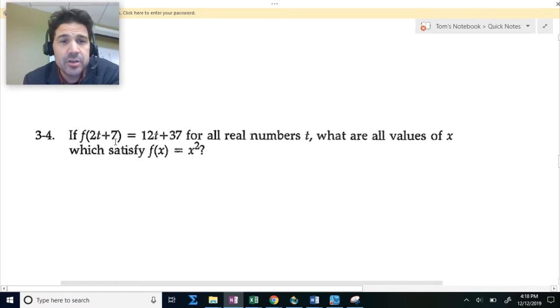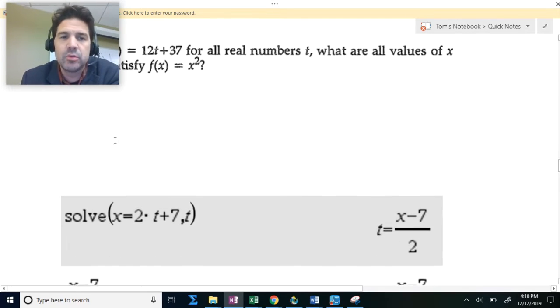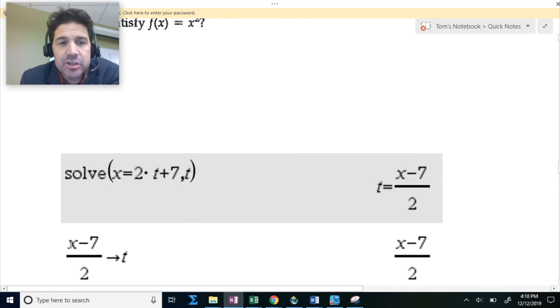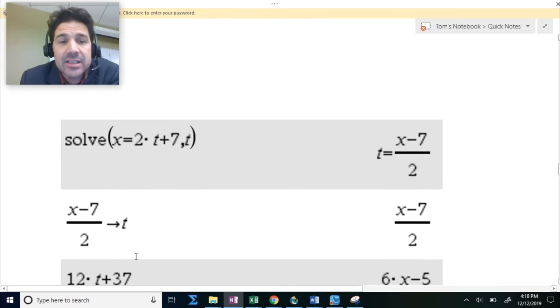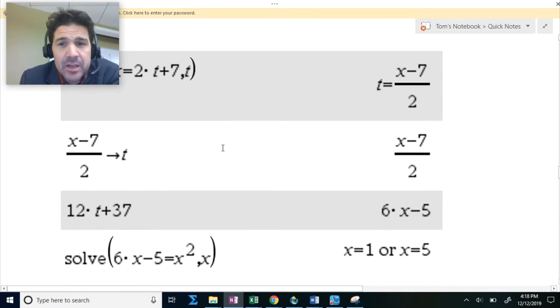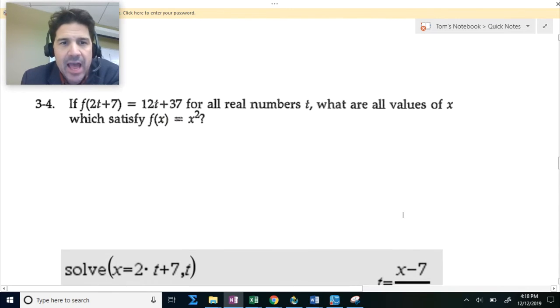This is pretty easy to do, but since we're doing calculator stuff, I'm going to stick with the calculator. So let's do that. Solve x equals 2t plus 7. We want to solve in terms of t, and look at that. That's amazing. The calculator does it for you. Again, pretty easy to do by hand, but just want to show you that it could do that. Now I'm going to store that as t, so that I can substitute in this value for 12t plus 37. The calculator will do that for you, and you get out your 6x minus 5. So 6x minus 5 is what f of x equals.